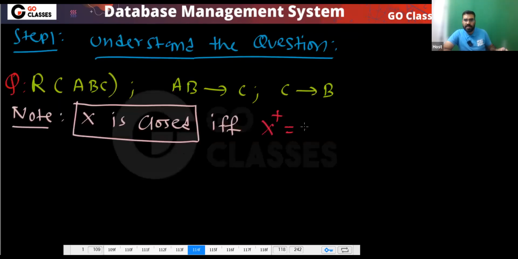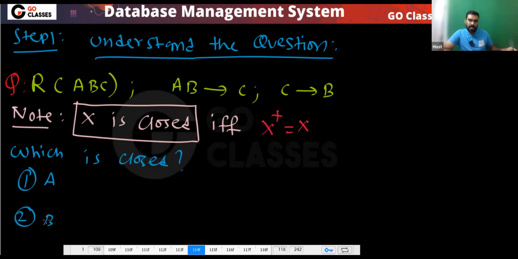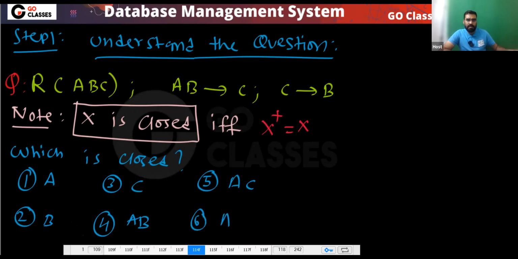So if the closure of X is equal to X, now I am asking some questions. Which set of attributes are closed? Some options I am giving you. Can I say A is closed? Can I say B is closed? Can I say C is closed? Can I say AB is closed? Can I say AC is closed? Can I say BC is closed? Can I say ABC is closed? And can I say the empty set is closed?